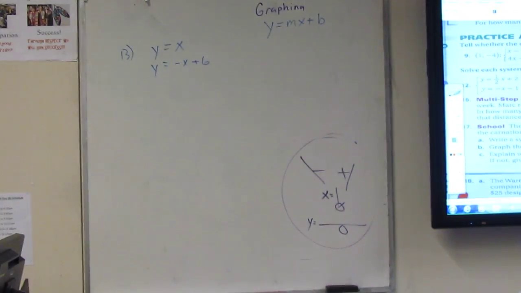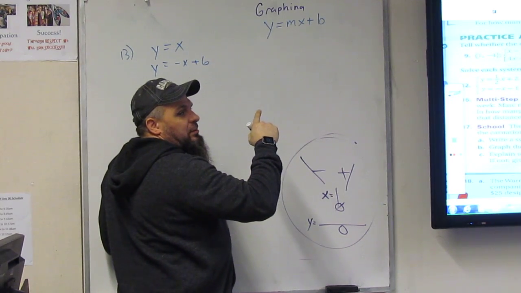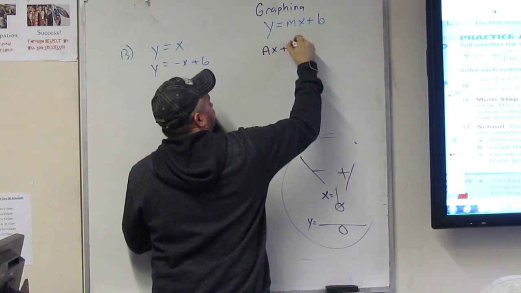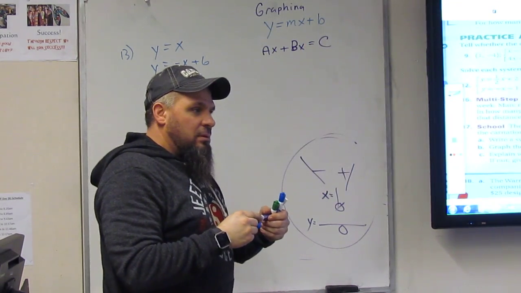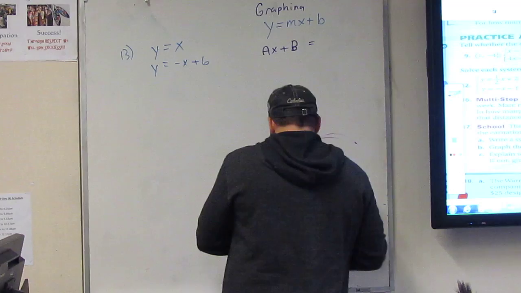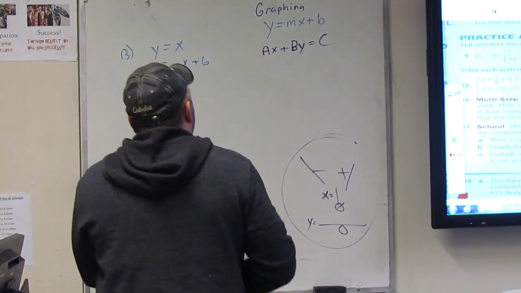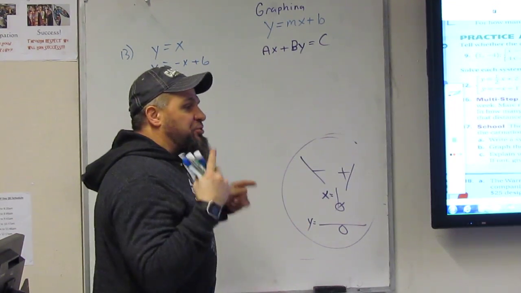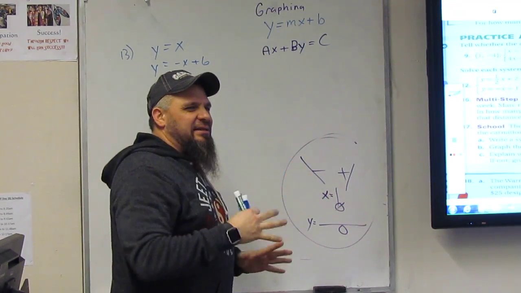So, we need y equals mx plus b, but we also need the other one. It's called standard form. So, ax plus by equals c. Okay? And they're all integers. And to be true standard form, this is a positive integer. But we don't really care unless we're on a test that's asking for standard form.